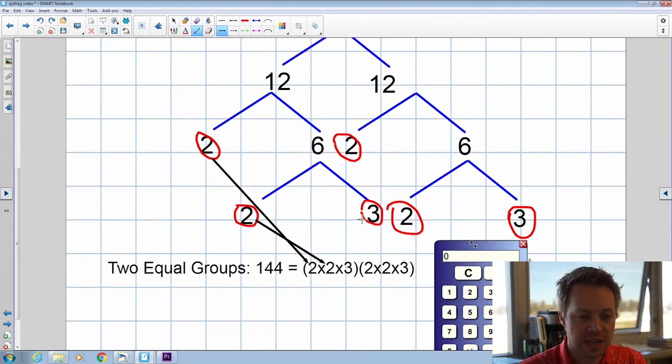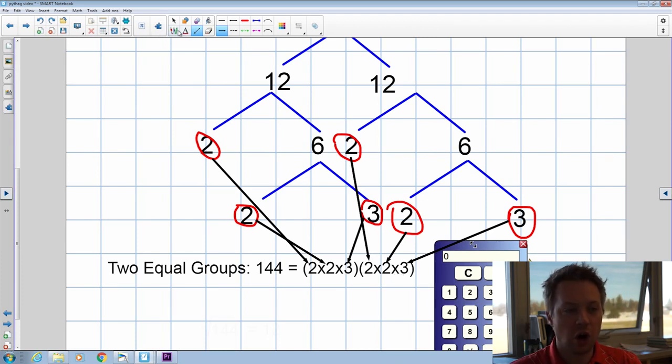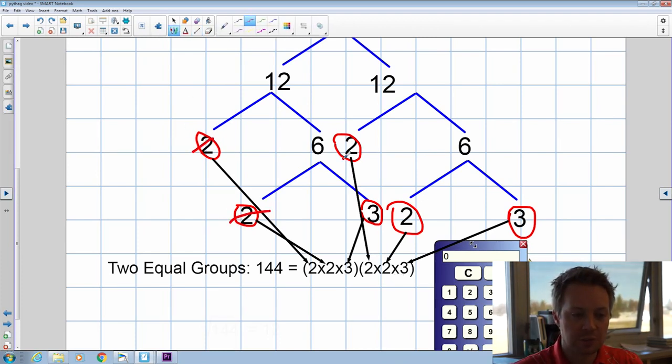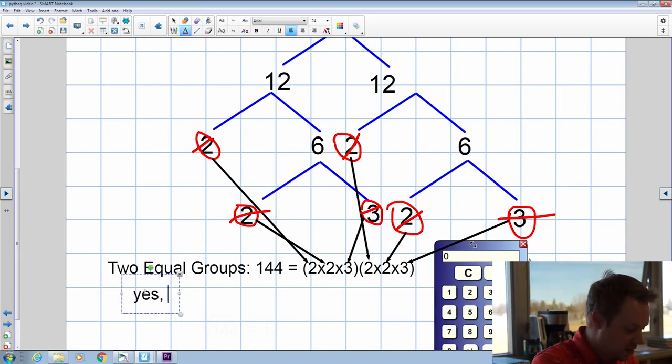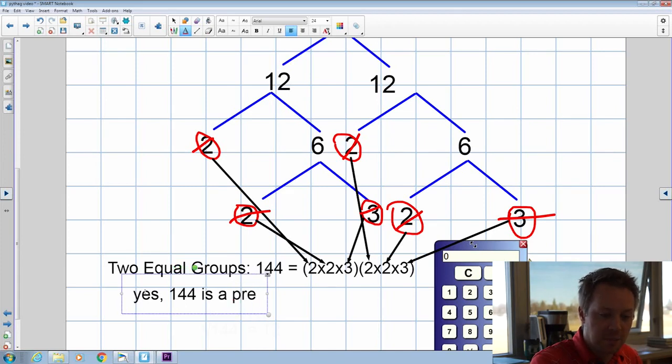My second 2, the same group, and my 3 in the same group. That's all my first group. Then I've got a 2 left over into the second group, another 2, and my last 3. You can see there that I've used all of my prime factors. They're all used up, so I'm just going to cross them out. I know that I've used them all in my two groups, and 2 times 2 times 3 is the same as 2 times 2 times 3. So what I wind up with are two groups of the exact same. Because of that, I can say that yes, 144 is a perfect square.